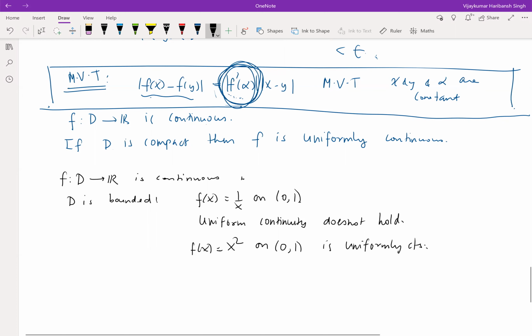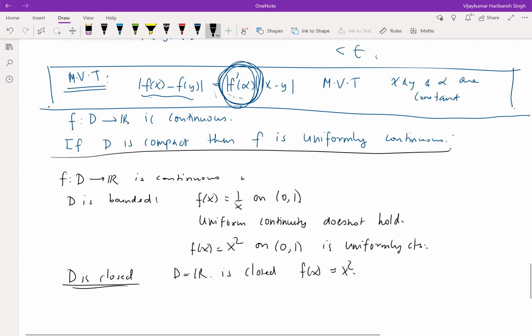The point of this statement is that just D being bounded is not enough to show that f is uniformly continuous. If D is just closed, then of course it is far from being true, because your D can be R and it's closed, but f of x equals x squared is not uniformly continuous. So you need closed and bounded both, and this is what the result is. If D is compact, then f is uniformly continuous on D, of course. I mean, you have to mention the domain.